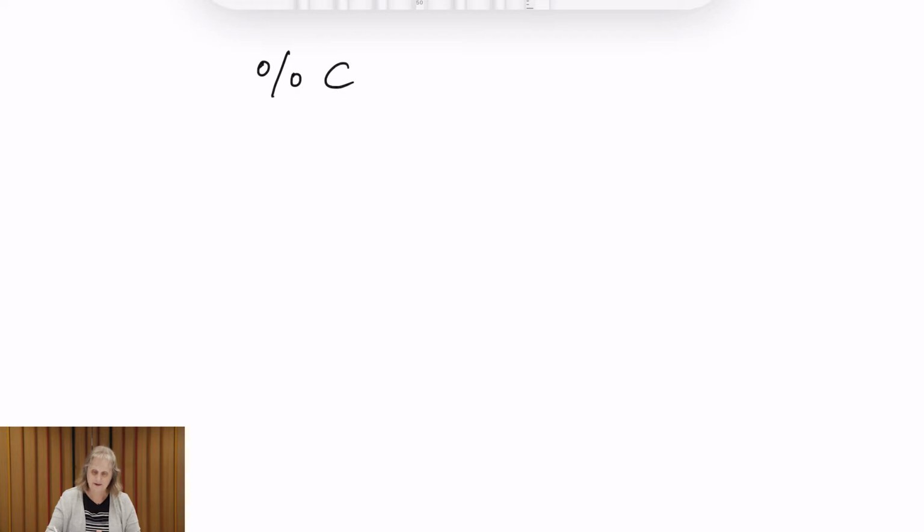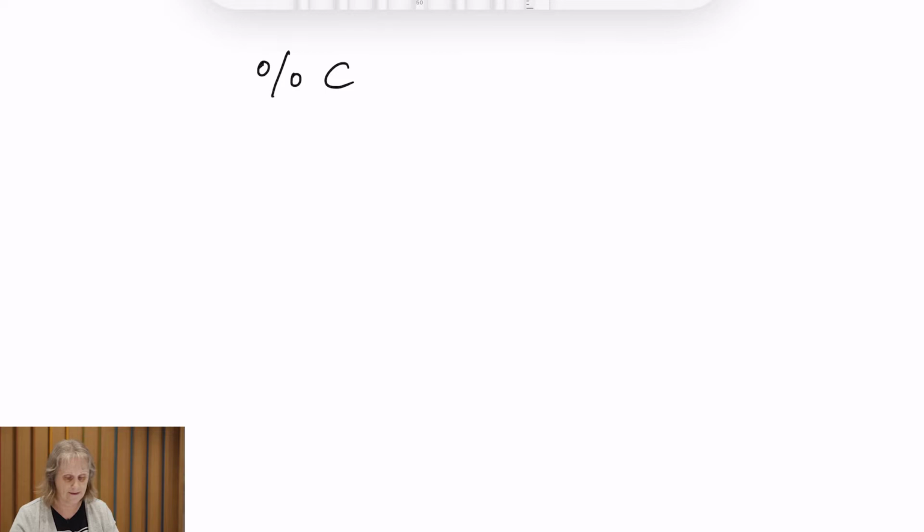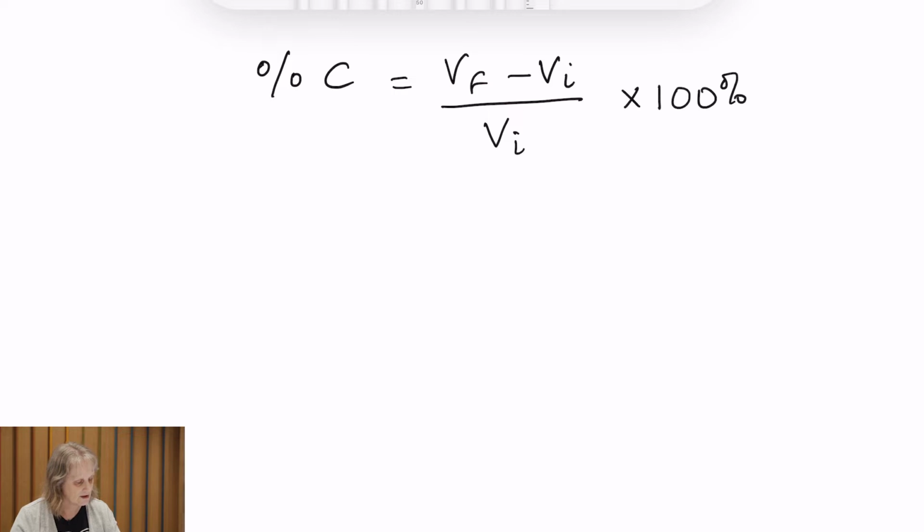So we use a particular formula for this, and I'm just going to write that here. Percent change is given by this symbol, the percentage and the capital C. And we have V subscript F, subtract V subscript I, all divided by V subscript I, times 100%. So this is the formula that we use in order to work out questions involving percent change.